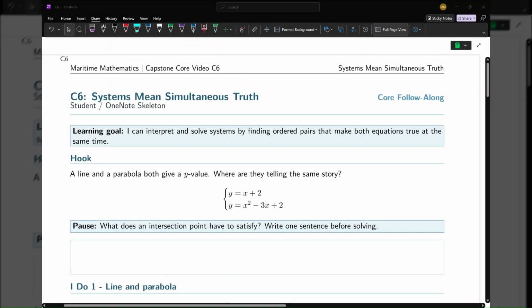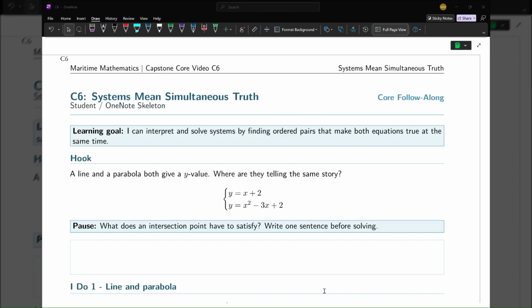All right, so in this video, we're going to talk about the idea that systems mean simultaneous truth. So our learning goal is: I can interpret and solve systems by finding ordered pairs that make both equations true at the same time. Now this lesson will have a lot of connections. It's going to boil down to solving, which is a previous skill, and it's going to carry forward really throughout math. These kinds of systems are going to show up in a lot of different contexts, which we'll see in video C7. But this video is just about the idea of that simultaneous truth.